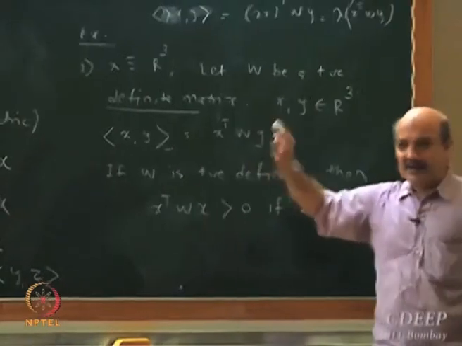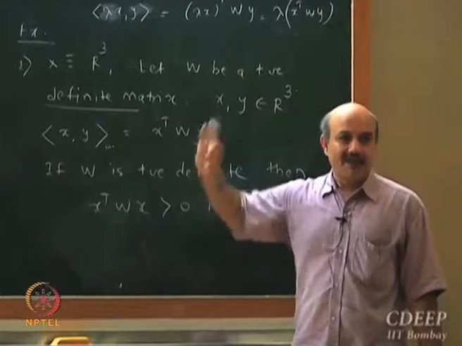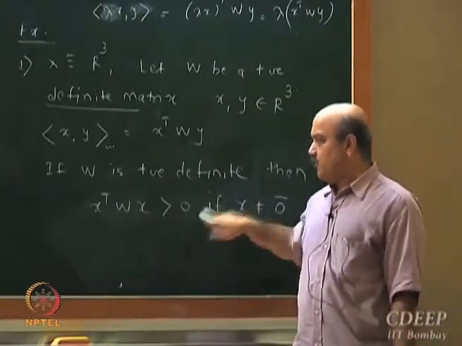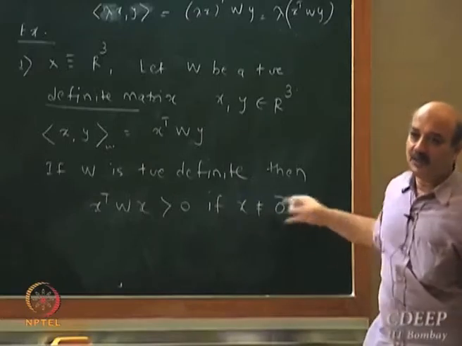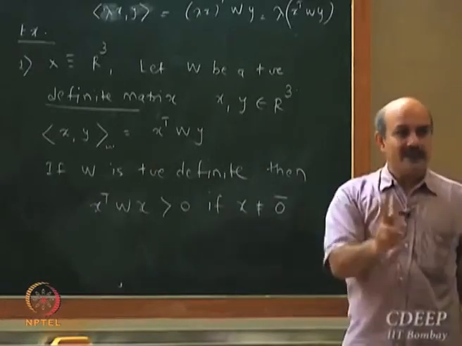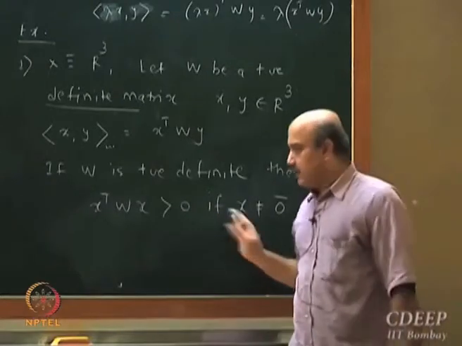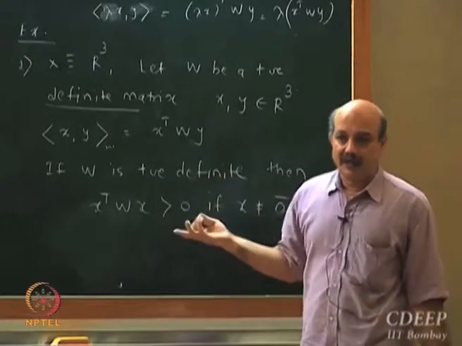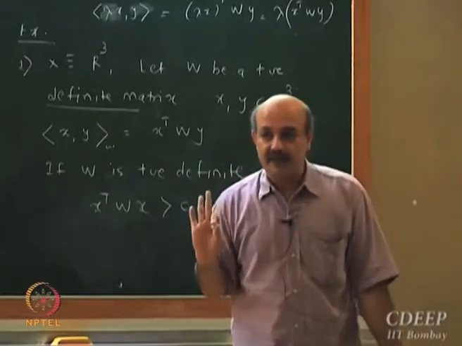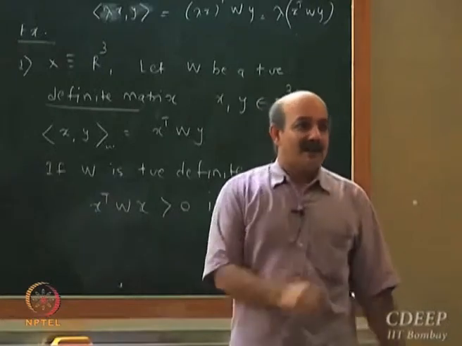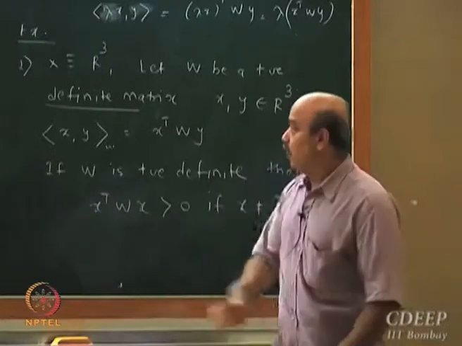Okay, a matrix is positive definite. The fundamental definition of positive definiteness is that X transpose WX is always greater than 0 if X is not equal to 0. If X is equal to 0, it will be equal to 0. So the only vector that will give you X transpose WX equal to 0 is the 0 vector. That's what we wanted, right? All 4 axioms are satisfied. So this is another way of defining inner product on 3 dimensions.